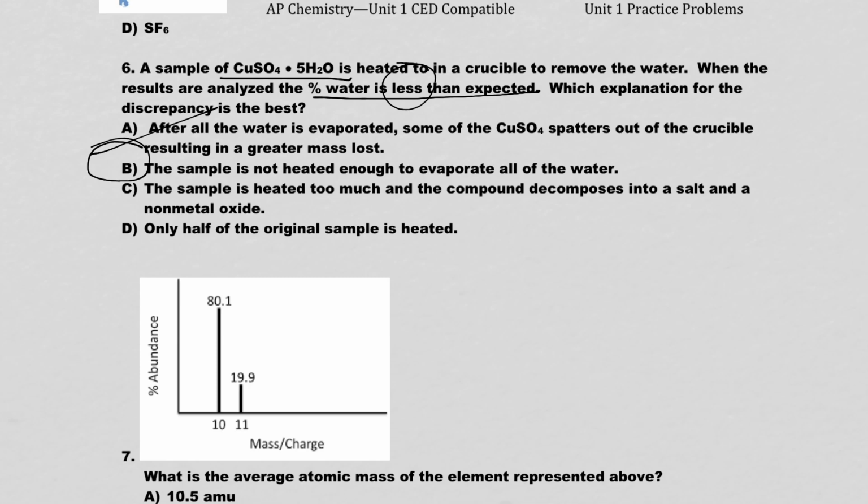C, the sample is heated too much and the compound decomposes into a salt and a non-metal oxide. Well, that sounds interesting, but this would be a gas, and that means that if some of the product, not just water, is leaving the container as a gas, then we're going to lose a whole bunch of mass. So that's kind of like A, again, too much mass. And then D, only half of the original sample is heated. Well, if we know the mass of half of the original sample and the mass after it's heated and achieve constant mass, the percent of water is going to be the same. So that's not the best answer. So definitely go with B.